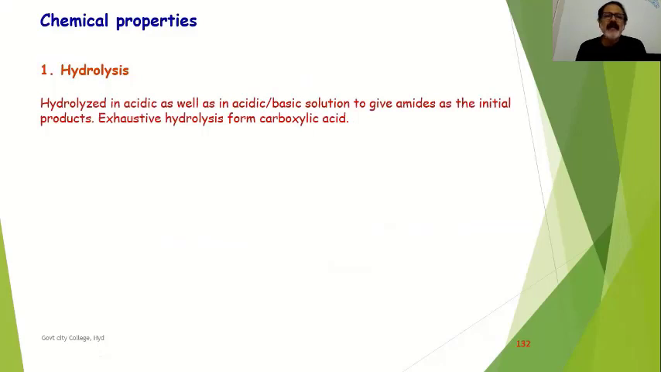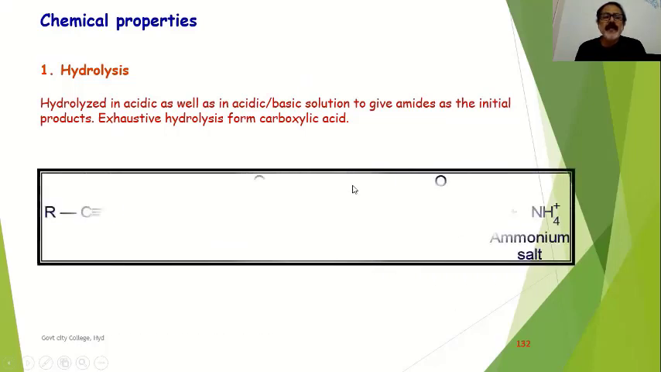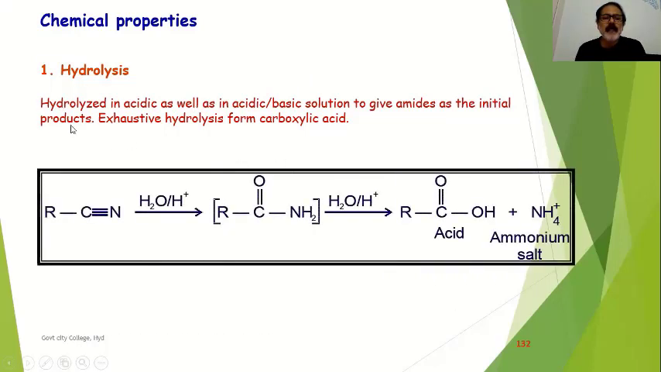The first one is hydrolysis. Hydrolysis simply means we are adding water. Water is HOH, in presence of acid or base. These compounds will react. So here the C triple bond N will react with water. That means the OH group will go to the carbon and hydrogen will attach to the nitrogen. Try to remember it like this. And what will happen? There is a bond formation. Here when the bond is forming, 2 double bonds will form, and this carbon will have 2 hydroxyl groups.